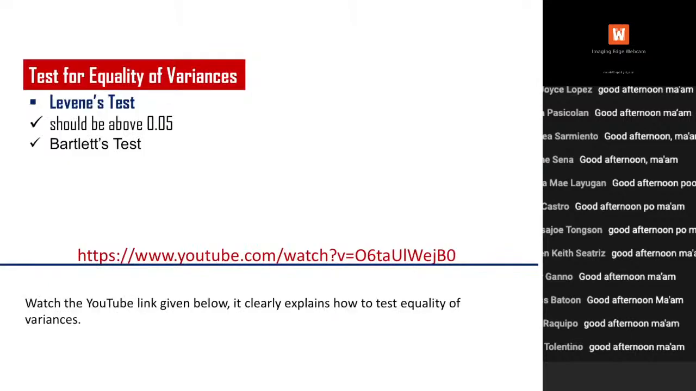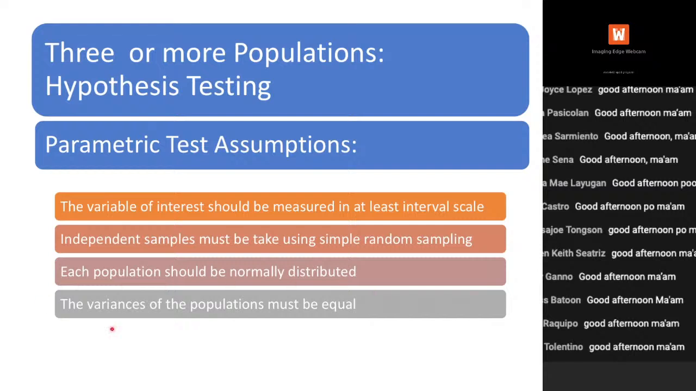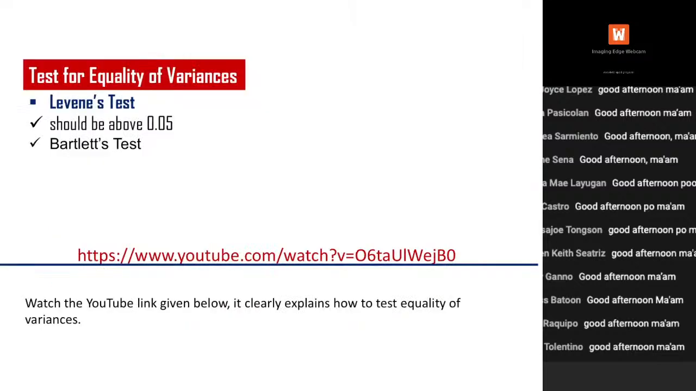The fourth assumption requires that the variances must be equal. And we have tests for equality of variances, Levene's test, which should be above 0.05, and Bartlett's test. If you want to know further about how Levene's test is conducted, please click on this link. It will give you a clear explanation on how Levene's test is conducted to check on equality of variances.